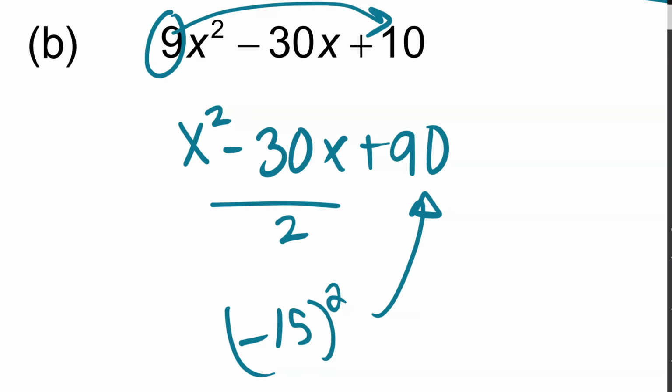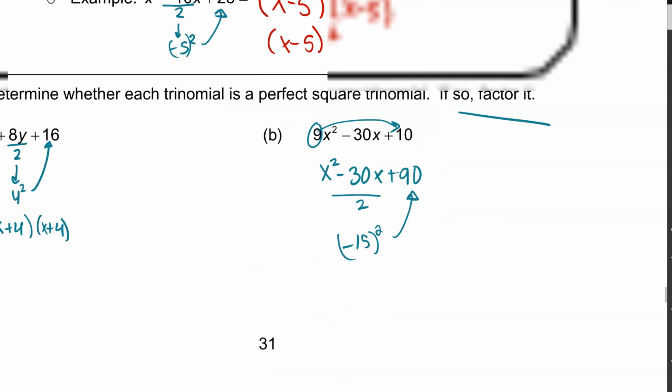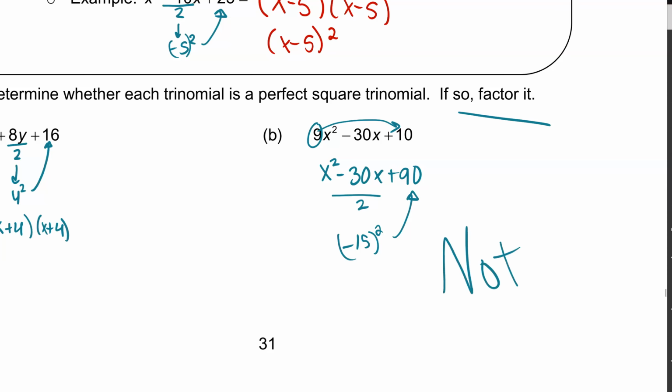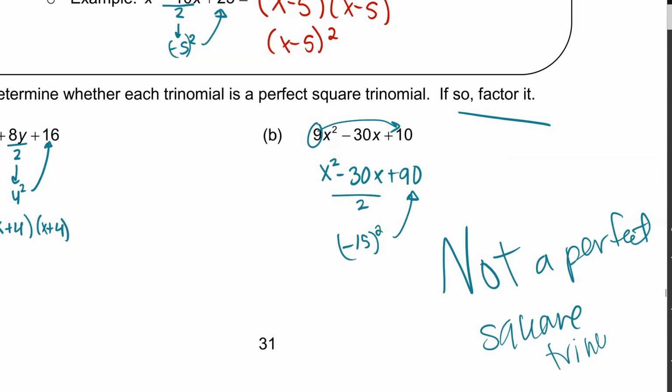My hope is by the end of the school year you can understand how to do that. It just says determine whether each trinomial is a perfect square. Is this a perfect square? No. So while I could factor it, it's not a perfect square trinomial. We're checking if it's a perfect square. It's not what we're looking for. Following the directions, it's not a perfect square trinomial.